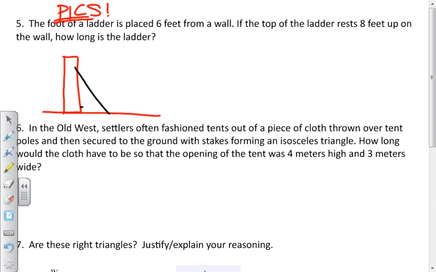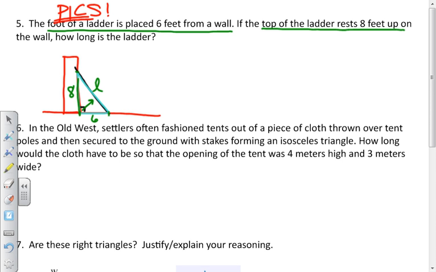If my building is straight up and down, that means I have a right angle, and we can clearly see this right triangle has formed. So now I fill in what I know. The foot of the ladder is placed 6 feet from the wall. That means that this is 6, the foot of the ladder from the wall. If the top of the ladder is 8 feet up the wall, how long is the ladder? That's the one we want to know.